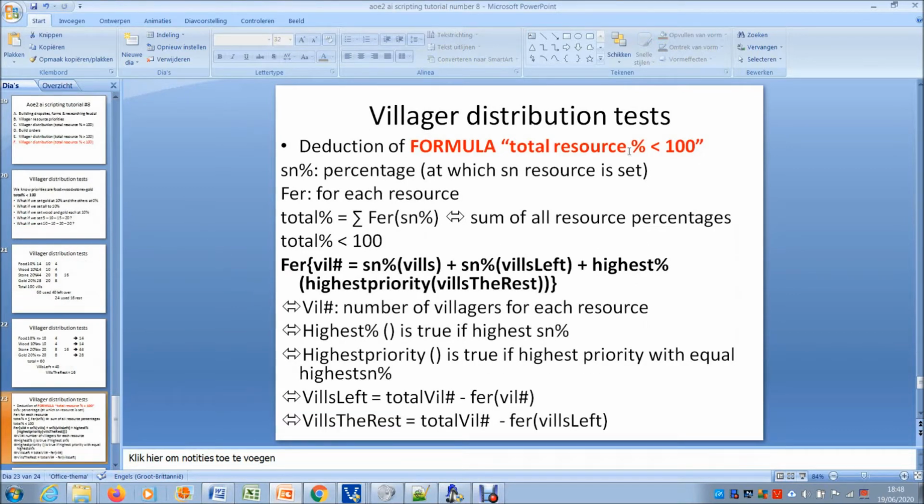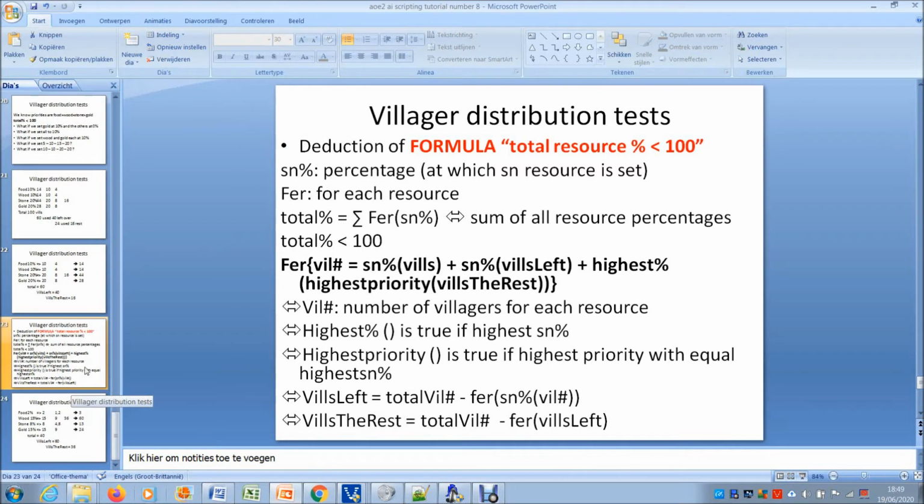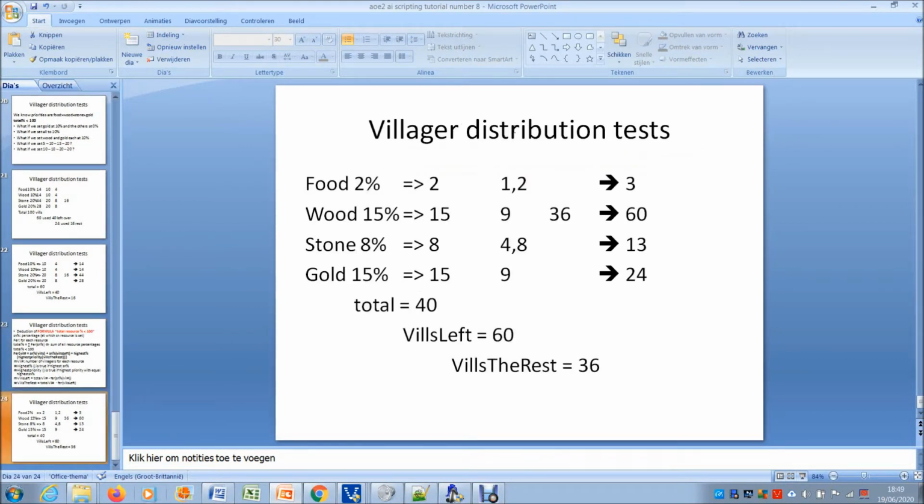This is a formula I deduced when the percentage is smaller than 100, meaning that the villager number is a percentage of the total of vills available plus the percentage of the vills left. What are the vills left? That's the total of villager number minus, for each resource, the vill number percentage taken off. That actually should be like this. Plus the highest percentage, and if more than one has the same highest percentage, the highest priority will get the last bulk of villagers.